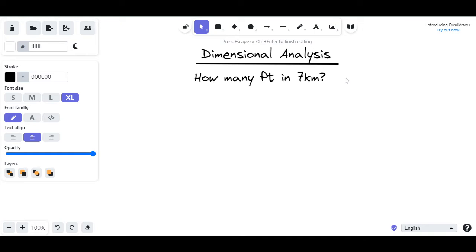I know that in 1 kilometer there is 0.621 miles, and again, this information I will give you on any of your papers that we do with this. And I know that in 1 mile there is 5,280 feet. And these are the conversion factors I'm going to use to solve this.